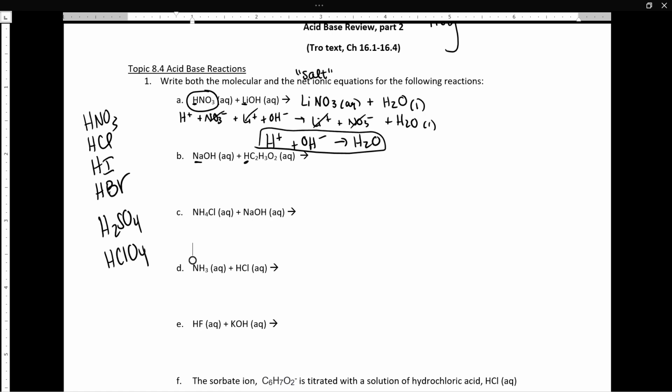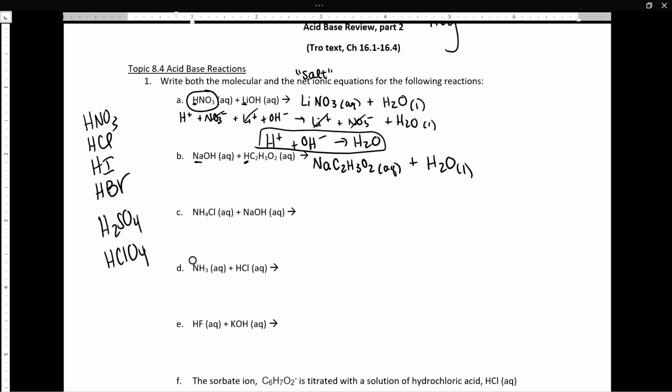So here's another acid-base combo. Notice how this acid is not one of these 6 strong acids we just mentioned. So it is a weak acid. And what that means is, let's start to write this out. So we make sodium acetate. That is my salt. And then I'm going to make liquid water.